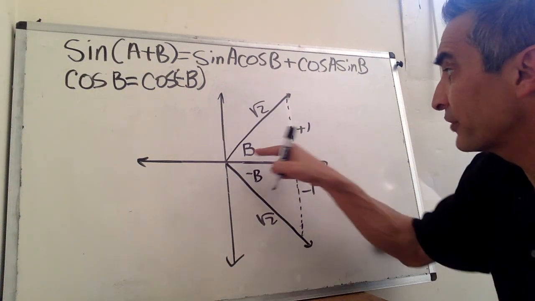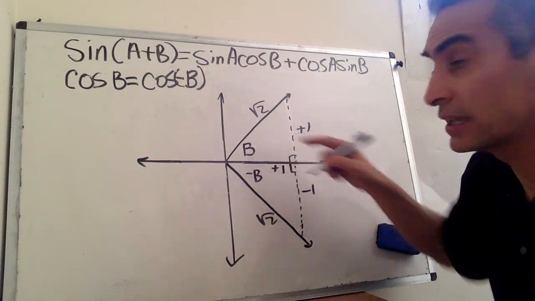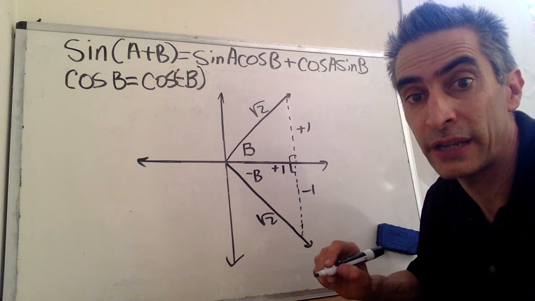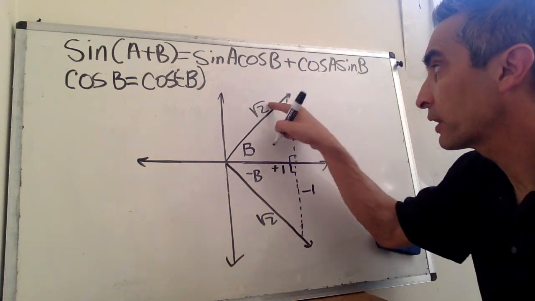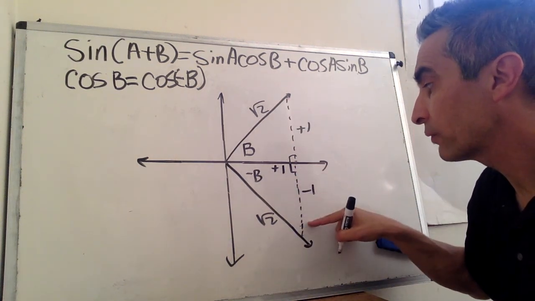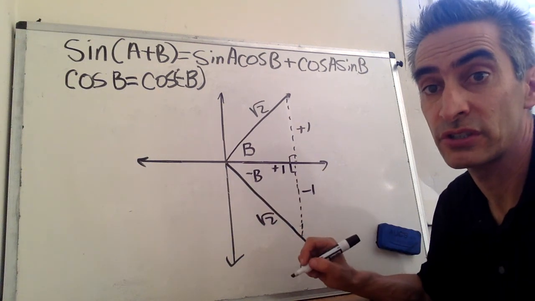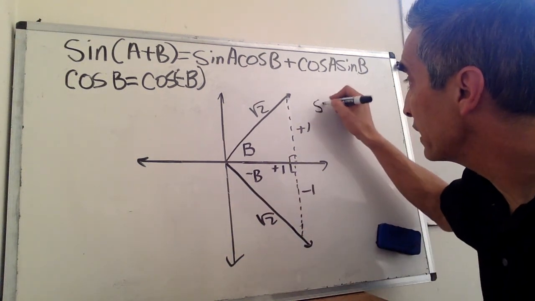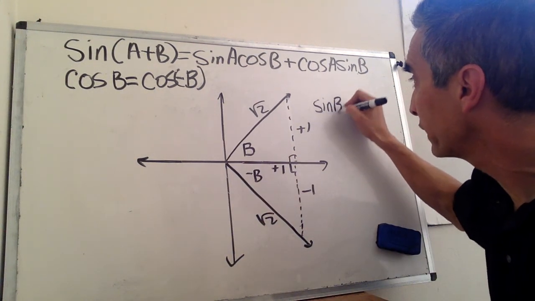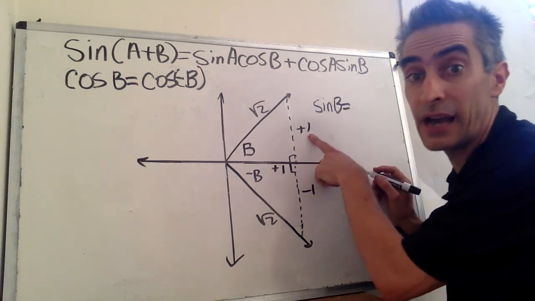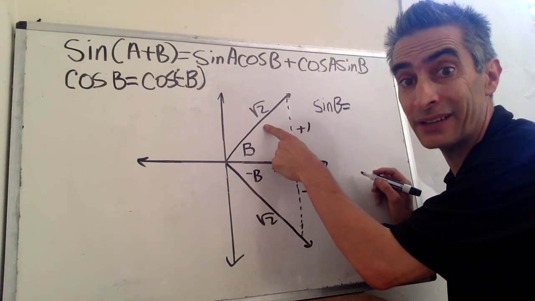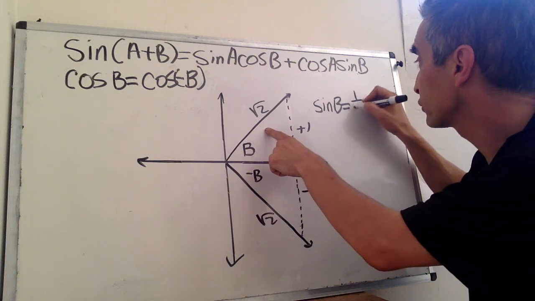Well, let's find out the sine of this angle again. We've got, again, B is a 45-degree angle. So this is 1, 1, square root of 2. This is going to be negative 1, 1, and this is square root of 2. So we say the sine of B in quadrant 1 equals the opposite over the hypotenuse. So we have 1 over square root of 2.